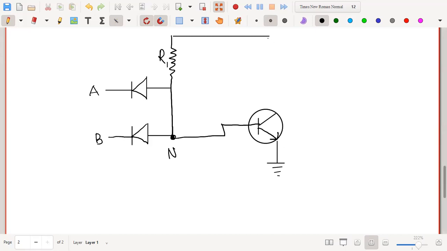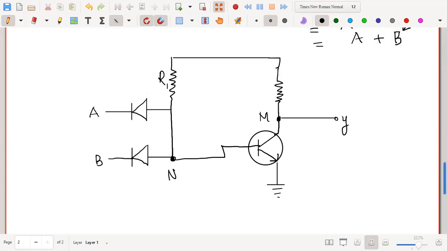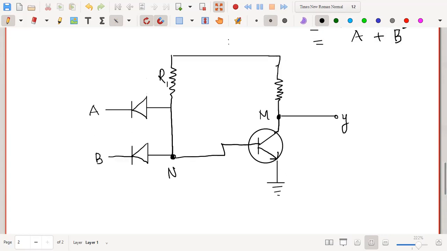Okay, and then from here, through one resistance, I will connect this point, and I will call this point M. Okay, and then let me take out the output here. So these two would be connected in this way, and here I will give some potential, and let me call this plus 5 volt. Okay, now let us try to understand this.